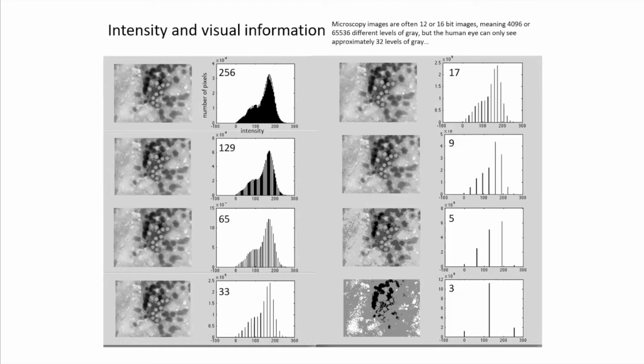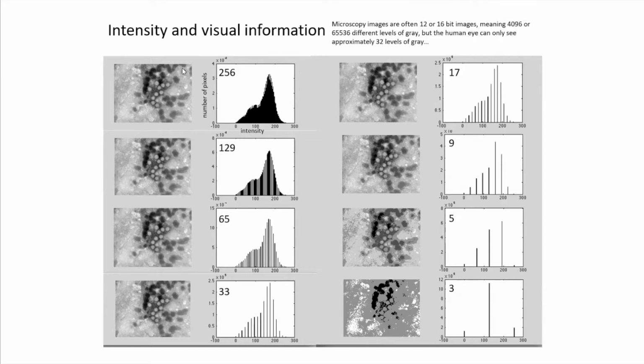In microscopy, the images are often in 12 or 16 bit. That means that they're encoded on 16 bits, which means you can have up to 65,536 different levels of gray. But what you can see visually is usually about 32 levels of gray. You can see a bit more if you just compare 2 levels of gray, but in general, down to 32 levels, you still see almost the same thing as the original image.